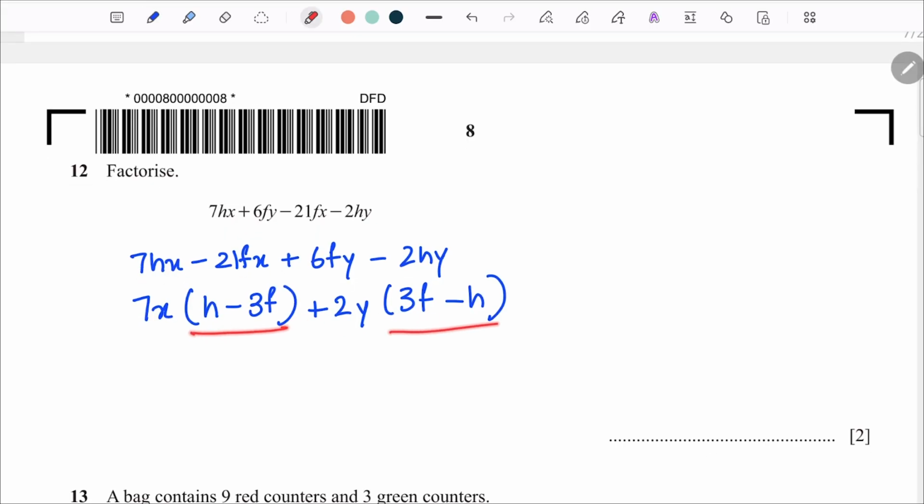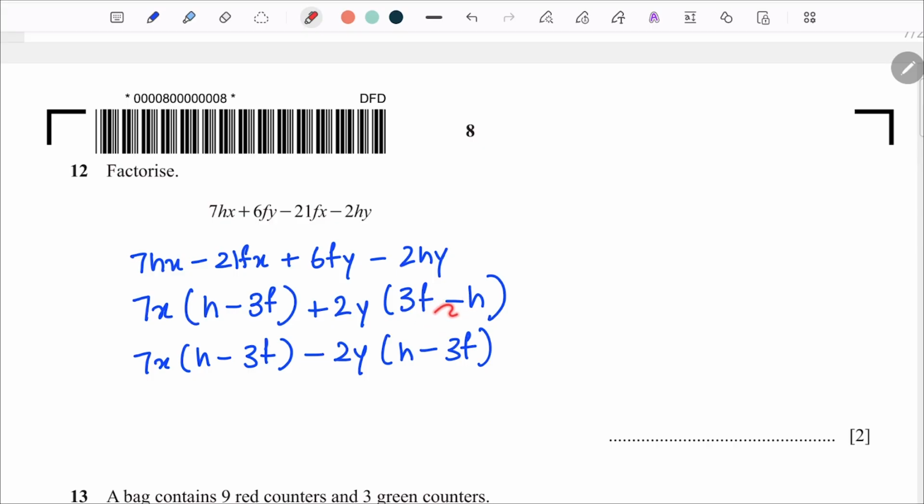Now these two brackets are not the same because in the first bracket h is positive and in the second bracket h is negative. So I'll take the negative sign common as well. 7x bracket h minus 3f minus 2y bracket h minus 3f. Basically, by taking negative sign common over here, I'll change all the signs inside. So positive 3f will become negative and negative h will become positive. So the final factorized equation will be 7x minus 2y bracket h minus 3f.